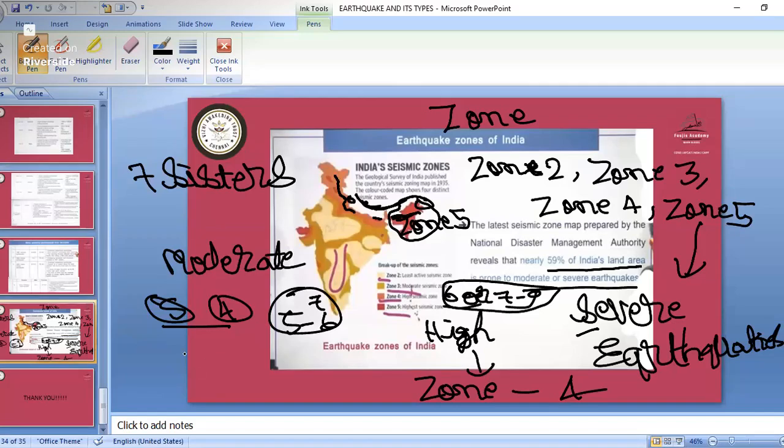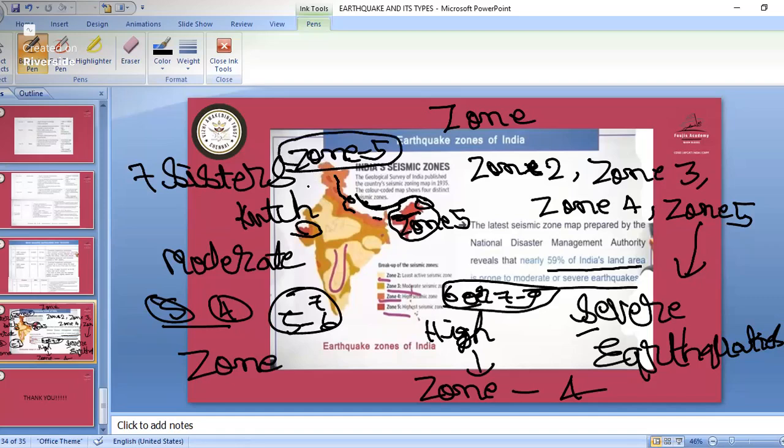Then we have zone 3. And see this particular zone, this is the Gujarat area, the Kutch area. That Kutch area also comes under zone 5. Like in the Bhuj earthquake that we had, we felt this particular earthquake, so that comes under zone 5. Remember this particular part also.